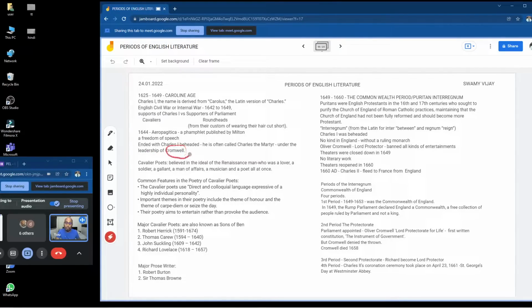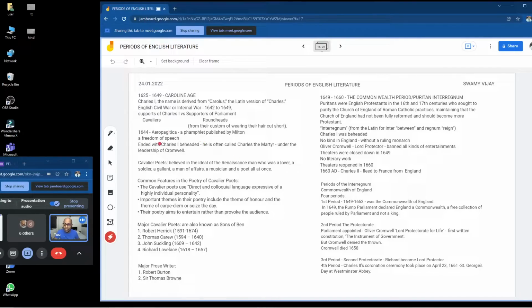So Oliver Cromwell became the dominant figure after the Caroline age. Until the Caroline age, it was the rule of kings, queens and monarchs of England. But when Charles the First was beheaded, there was complete unrest, and a new kind of republic, a new kind of democratic government was going to form in England.